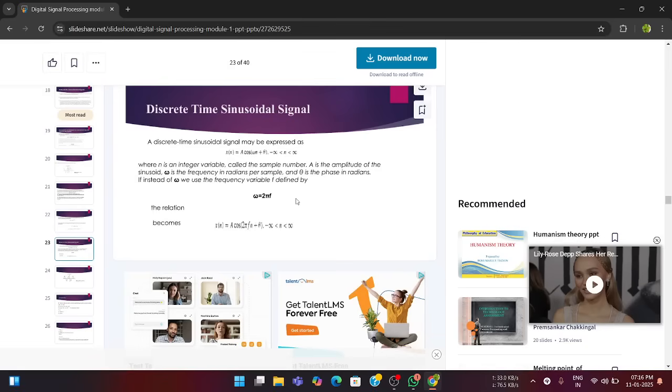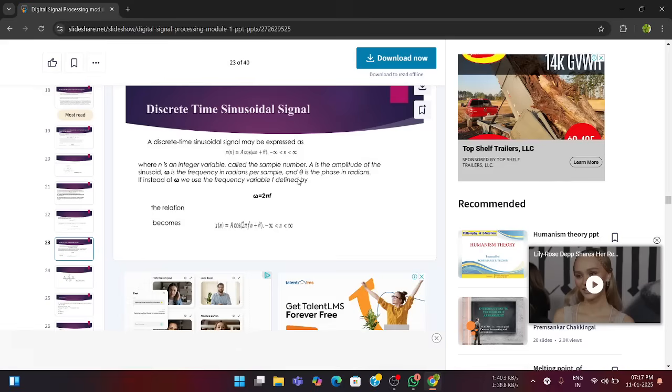Next, let us see the discrete time sinusoidal signal. A discrete time sinusoidal signal may be expressed as x of n is equal to a cos(omega n plus theta), where this n value is varying with respect to time changes. Okay, so that's why n would be varying from minus infinity to infinity for every single discrete sample. Here n is the integer variable called the sample number, a is the amplitude of the sinusoid, omega is the frequency in radians per sample, and theta is the phase in radians.